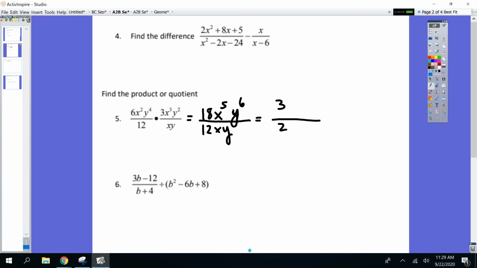How many x's did everyone have left? 4. Where were they located? On top. How many y's did everyone have left over? 5 y's, and they are also on top. So there you go.